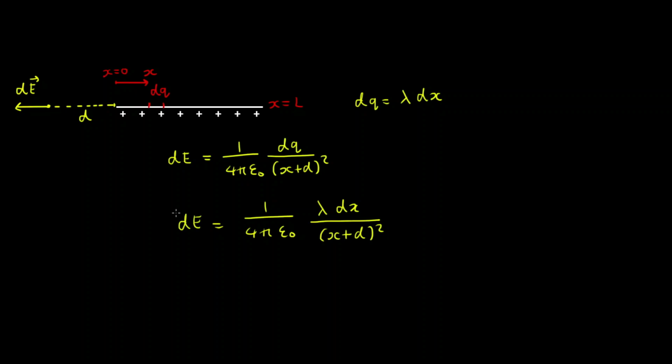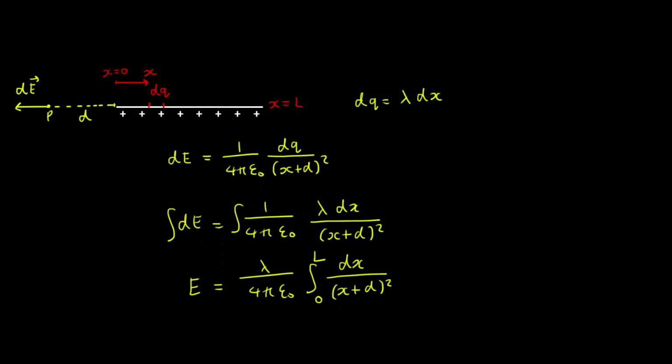And that's equal to dE. Then, integrating both sides of the equation, we obtain the magnitude of the electric field at this point is equal to lambda on 4 pi epsilon naught by the integral over dx on x plus d squared, and we integrate from x equals 0 to x equals L. Now, using substitution, we can let u equal x plus d, and therefore du is equal to dx. So we can rewrite the integral as du on u squared, which is the same thing as the integral of u to the negative 2 du.